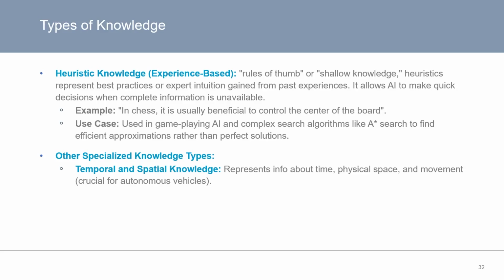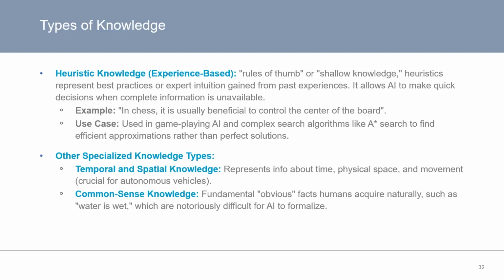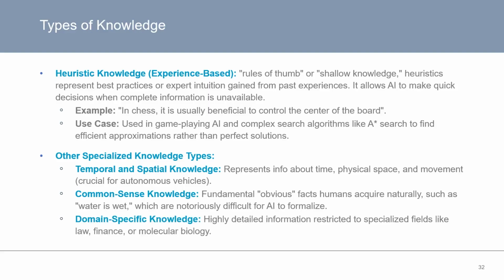Some other specialized knowledge types might include temporal and spatial knowledge, representing information about time, physical space, and movement, which might be crucial for autonomous vehicles. Common sense knowledge, including fundamental obvious facts that humans acquire naturally, such as water is wet, which are notoriously difficult for artificial intelligence systems to formalize. And domain-specific knowledge, including highly detailed information restricted to specialized fields like law, finance, or molecular biology.